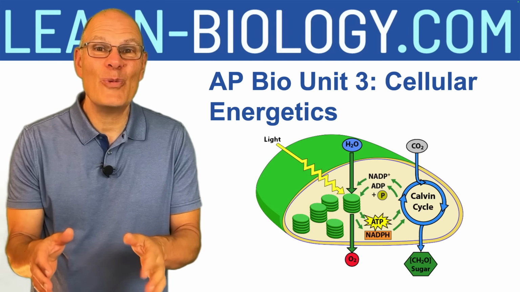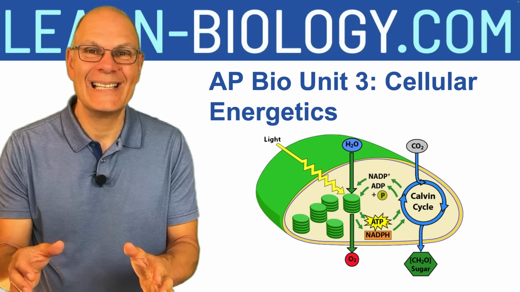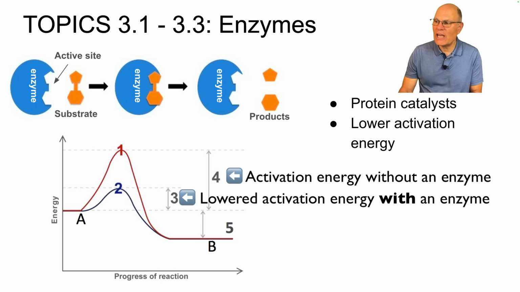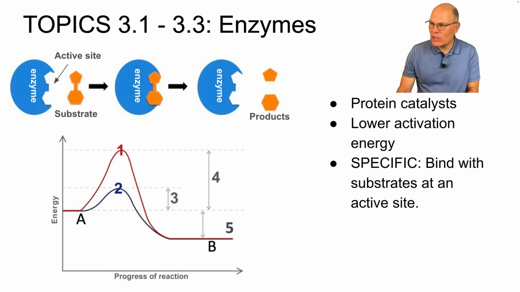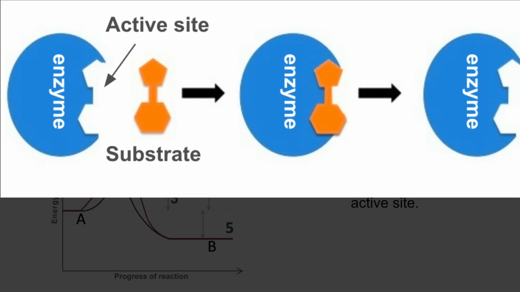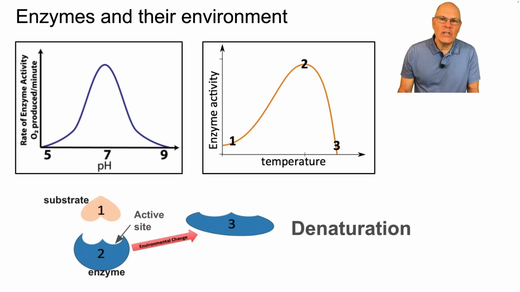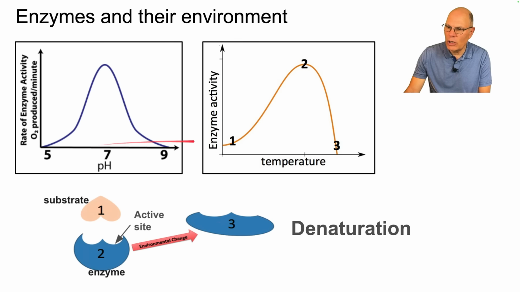AP Bio Unit 3, Cellular Energetics. Enzymes are protein catalysts. They lower the activation energy of reactions that occur within cells. Enzymes are highly specific. They bind with their substrates at an active site, and generally every enzyme has a specific substrate. Enzymes are sensitive to changes in their environment. They can be denatured by changes in pH or temperature.